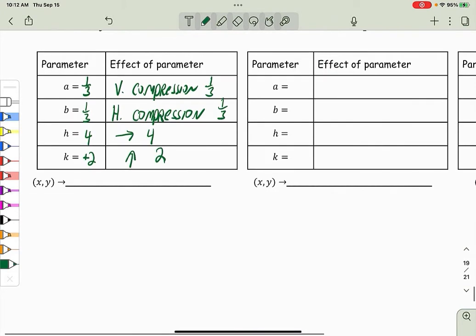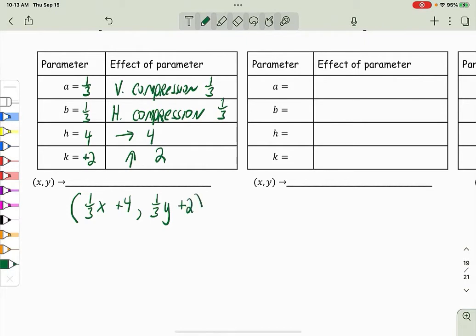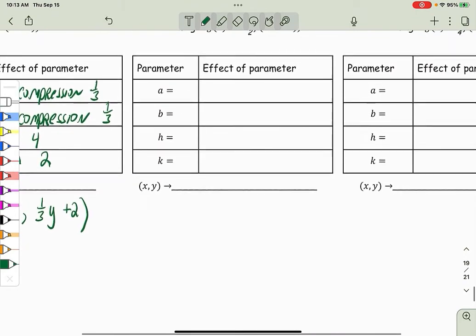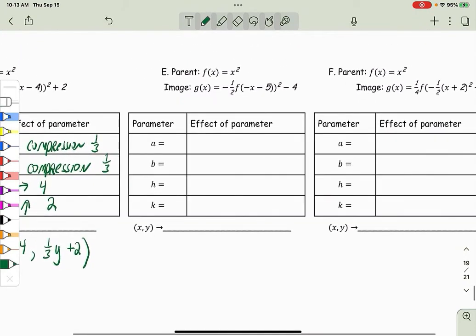So let's go ahead and do our xy conversions. For our x conversion, it's going to be 1/3 x plus 4. And then for our y, it's going to be 1/3 y plus 2. And now we can use that to transform our new graph. So let's go ahead and look at this problem here. Again, very similar. First thing we have is I have a negative, which is a reflection over x.